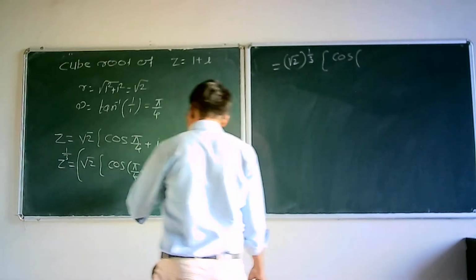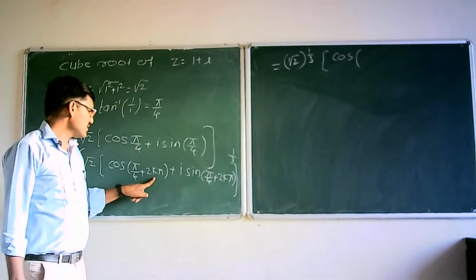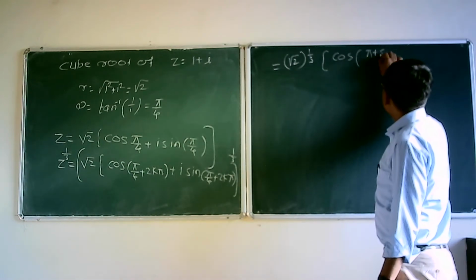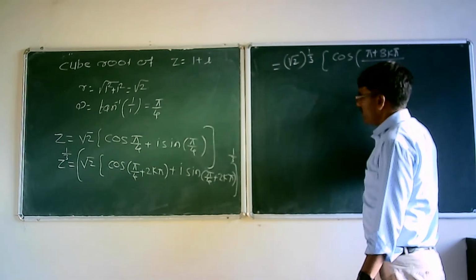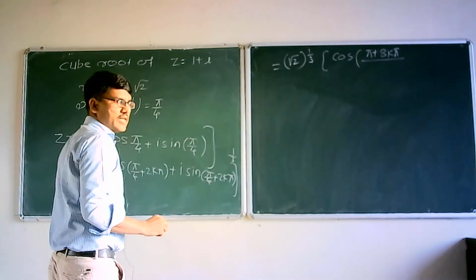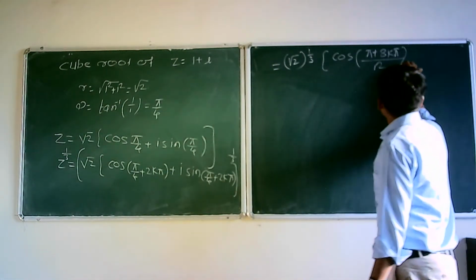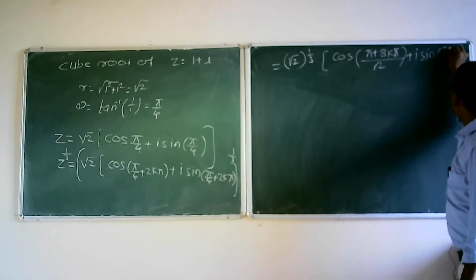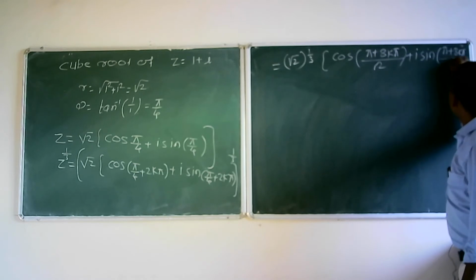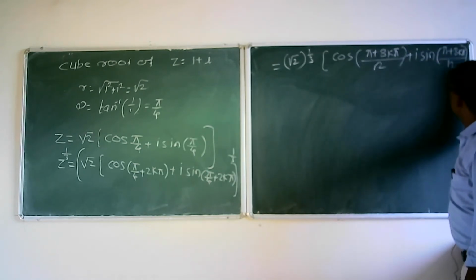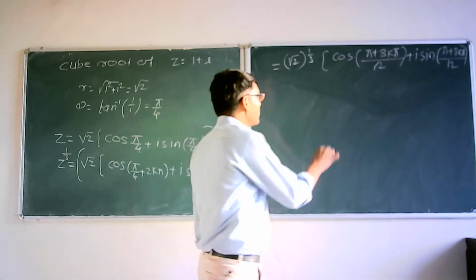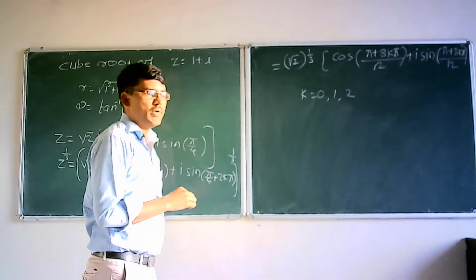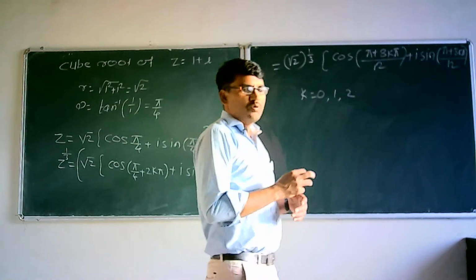Now if you simplify, this is equal to pi plus 8k pi divided by 4 and again divided by 3, so it is equal to pi plus 8k pi divided by 12, plus i times sin of pi plus 8k pi divided by 12, by using De Moivre's theorem, where k is equal to 0, 1, 2. So if you put k is equal to 0, 1, 2, you will get the cube roots of the given complex number.